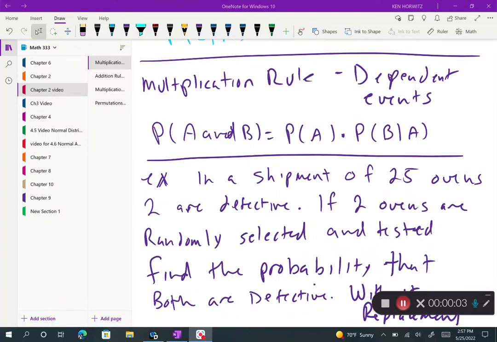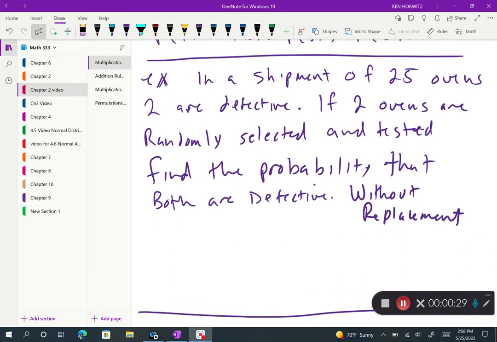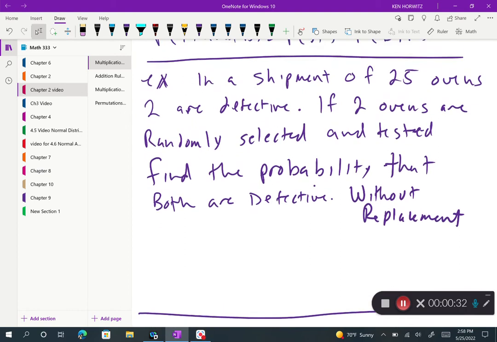Welcome back, everybody. In the last video, we started the multiplication rule, but we only did what we called independent events. But not all events are independent. So now we're going to explore the idea of two dependent events, and that means that event 1 affects the probability of event 2. All right, so let's just jump in. Here's the formula, but let's just jump into some examples. I think you'll start getting the hang of it pretty quick.